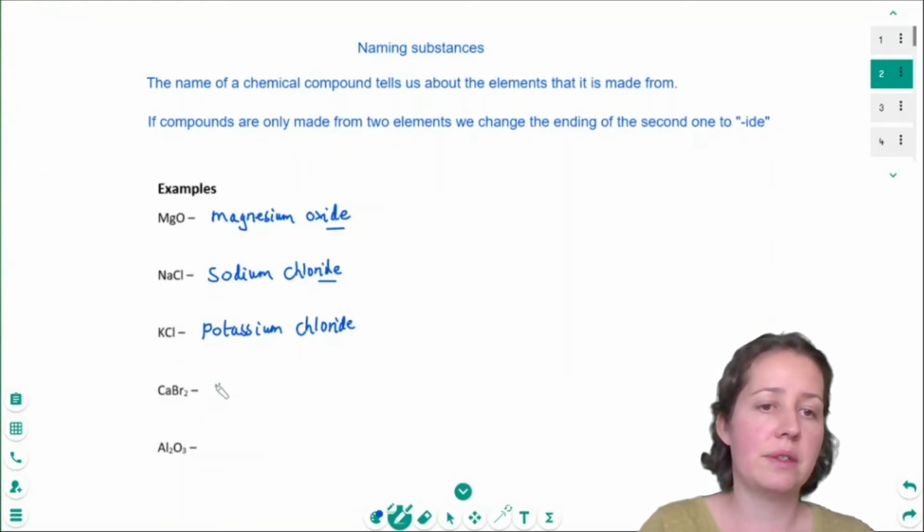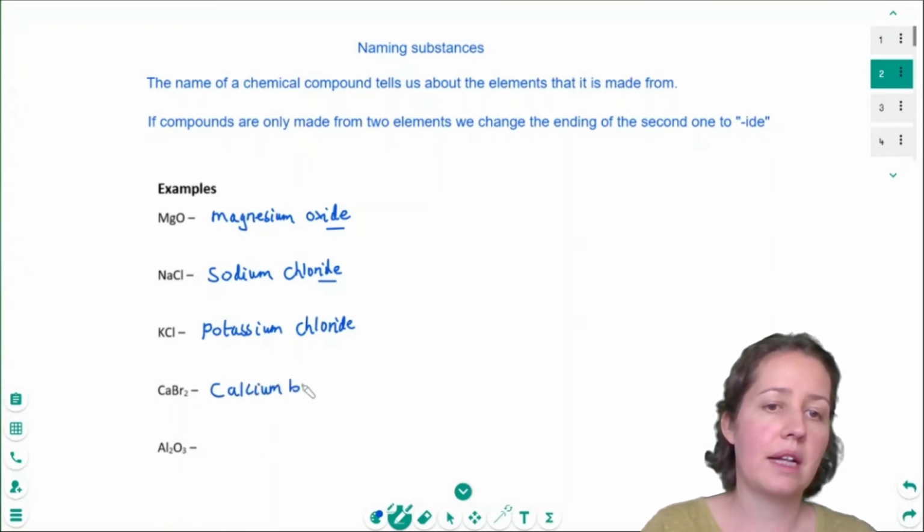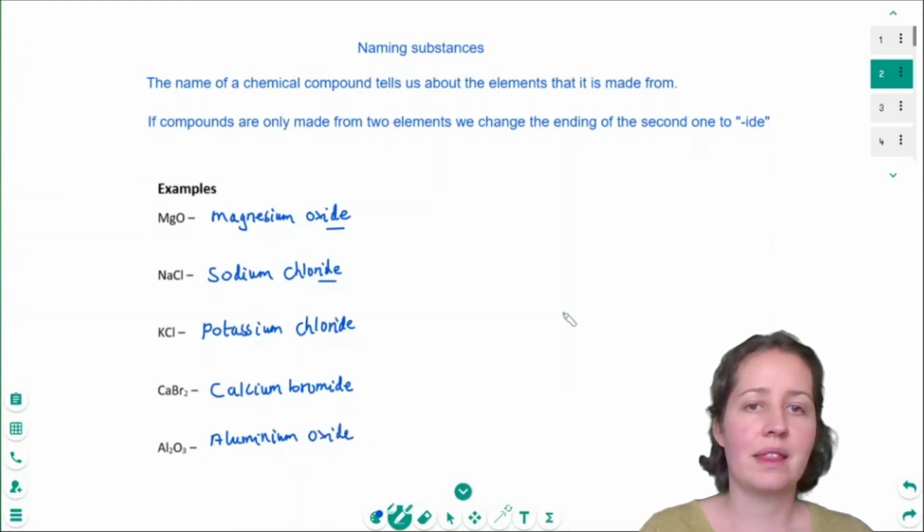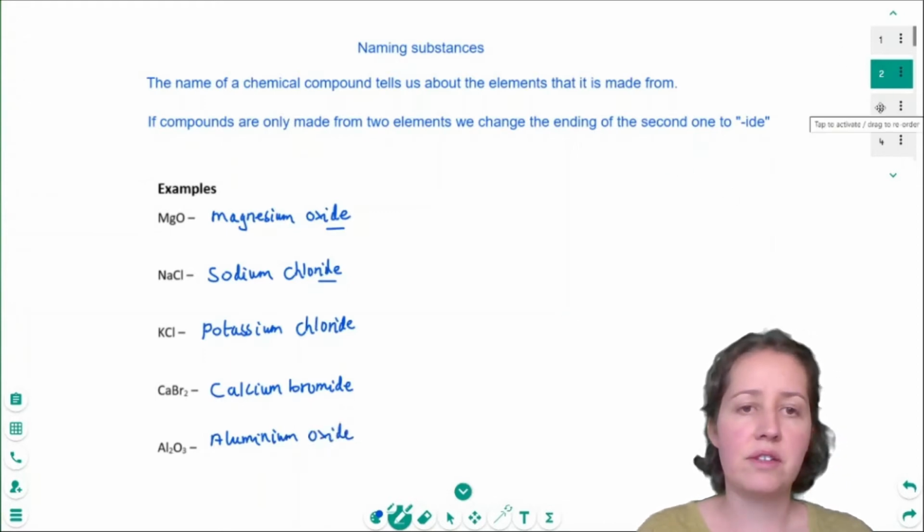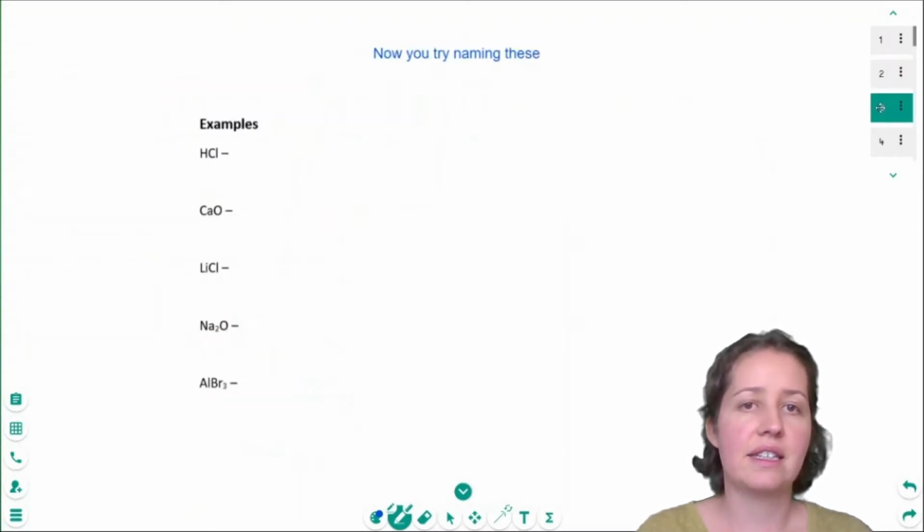So here we have calcium with bromine. So the name becomes calcium bromide. Here, Al2O3, again we ignore the numbers and it becomes aluminium oxide. So the thing to remember, change the name of the second element to "-ide". Okay, over to you. I'd like you to pause the video and try these examples.